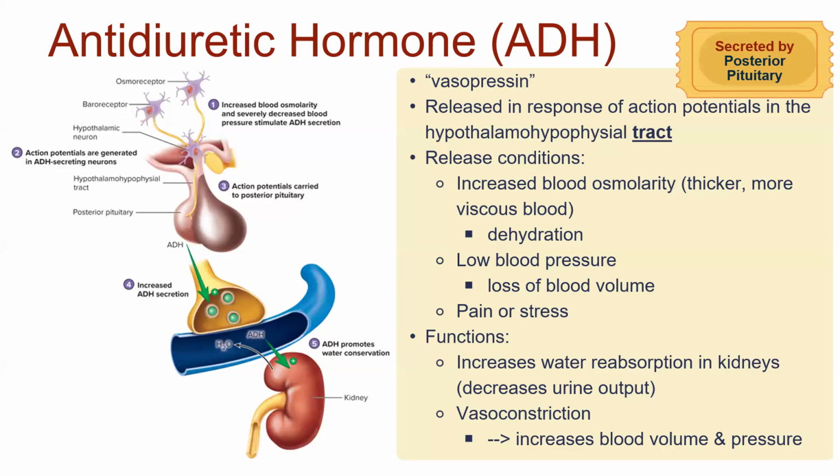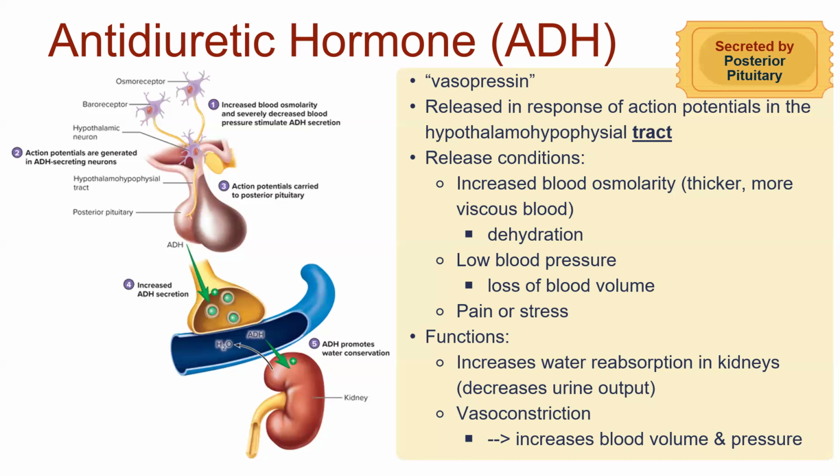Blood pressure is controlled by multiple mechanisms, but one of the big influencers on this is blood volume. So if our blood volume is going low, our blood pressure is going to go lower with it. So one way we can increase that blood pressure is to retain more water, and that's going to increase our blood volume. Pain or stress also trigger antidiuretic hormone. So that's another one to remember. That's a little less intuitive.